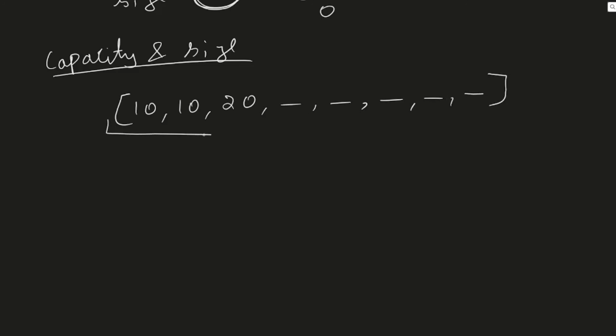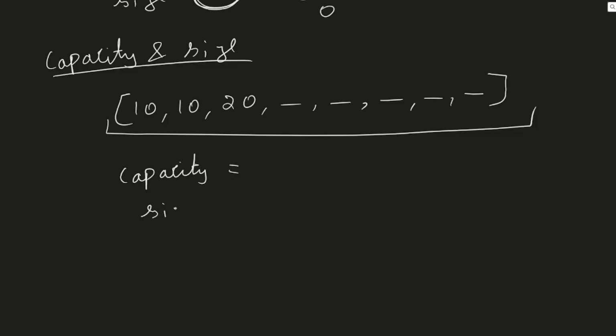Now for this array, what is the capacity and what is the size? Pretty simple. Capacity is nothing but how much an array object can hold. It can hold 1, 2, 3, 4, 5, 6, 7, 8. So the capacity becomes 8.